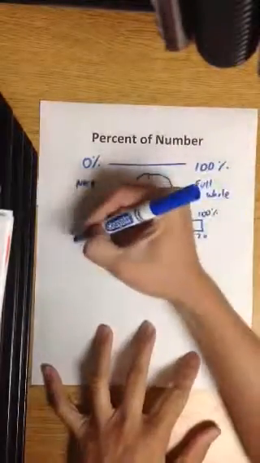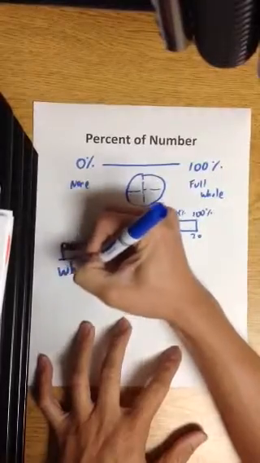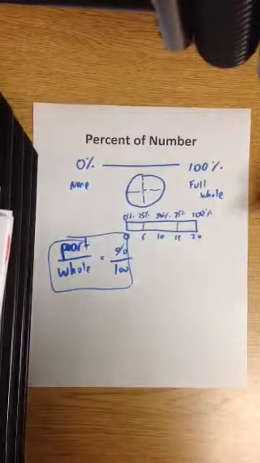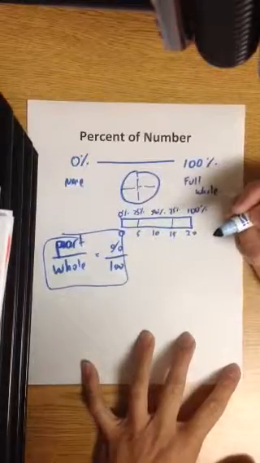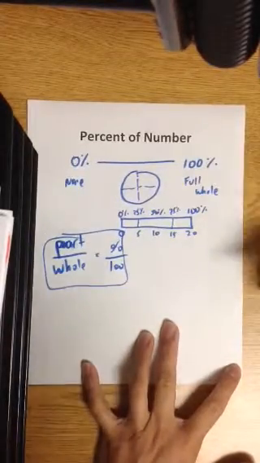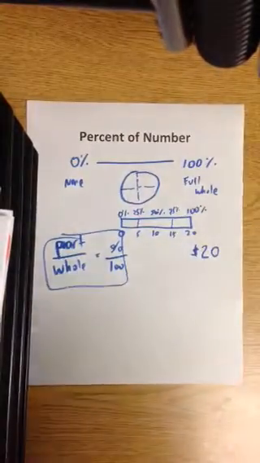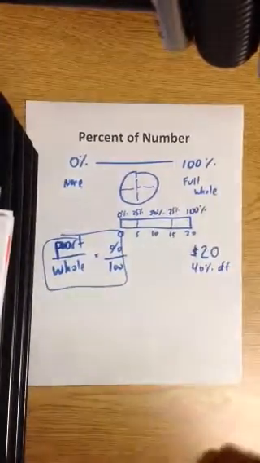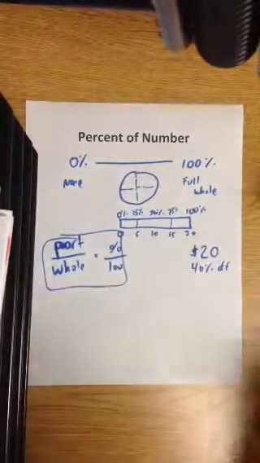A couple of ways we can teach it. Mostly we teach through the formula called part over whole equals percent over 100. For example, you're at a store. Something costs $20, and you see a big sign that says 40% off. How much discount will you get? How much would you save?